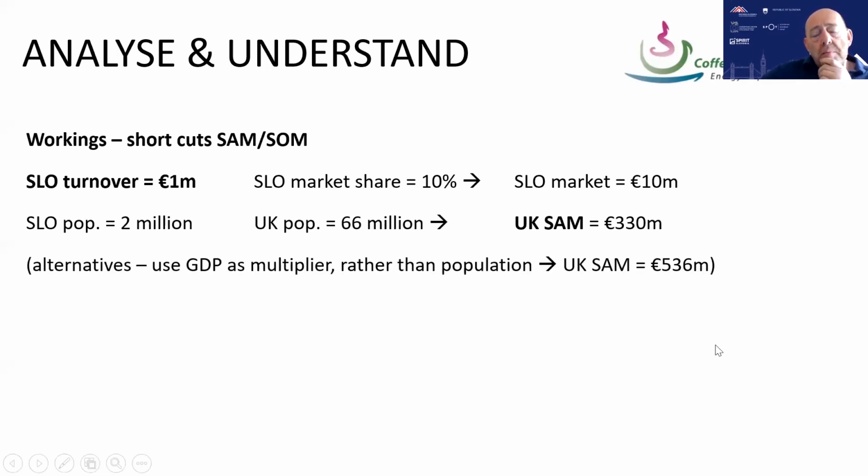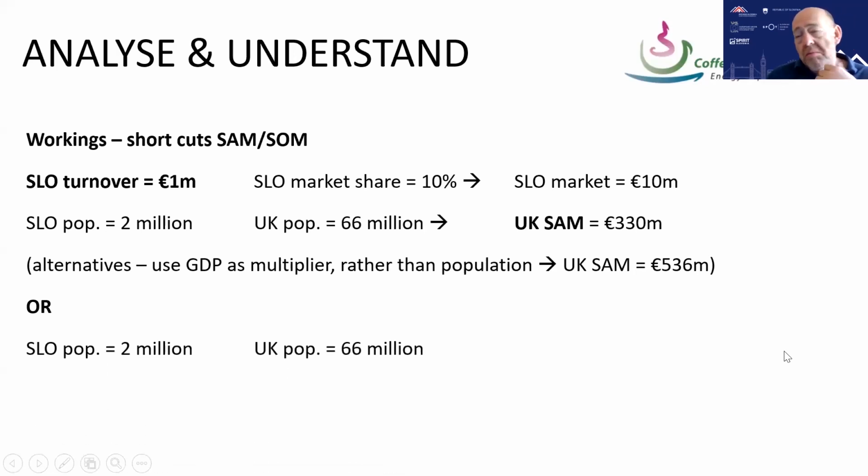Maybe it makes more sense not to do it on population, but to do it on GDP as the multiplier. So rather than 2 million people in Slovenia and 66 million in the UK, if you take GDP per capita and use that as the multiplier, you actually come up with a serviceable available market of 536 million in the UK. But in orders of magnitude, you're just about there. So it's a good rule of thumb. If you want a back of the envelope, rule of thumb, how big is the market?